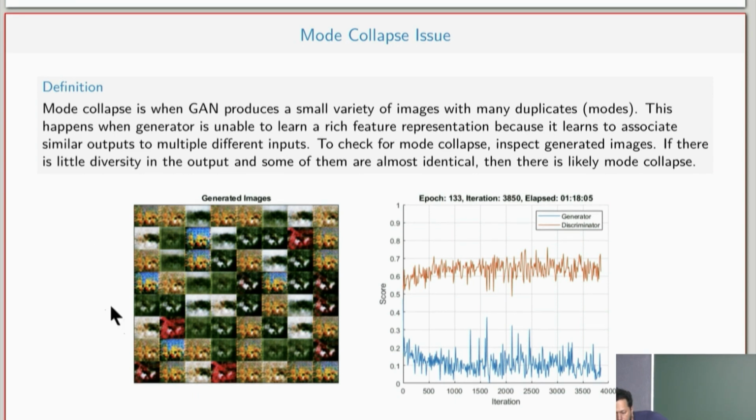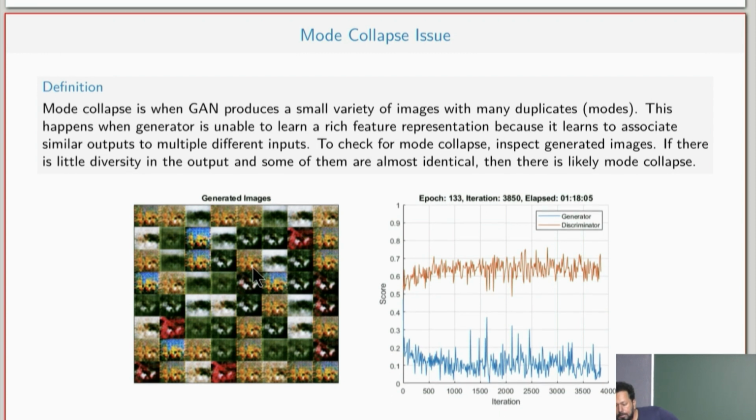So this is called mode collapse. Mode collapse is a problem where the generator produces only similar types of data. In this case, you can see, I believe it's flowers. It's producing many flowers and then some other type many times.